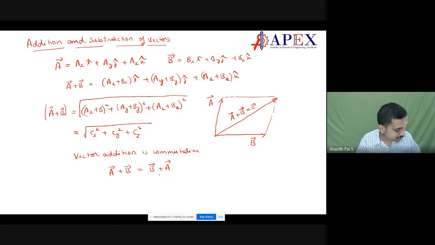Now there are various applications for this. One by one I will tell you how the applications are there of this. Then we will derive the parallelogram law, students.